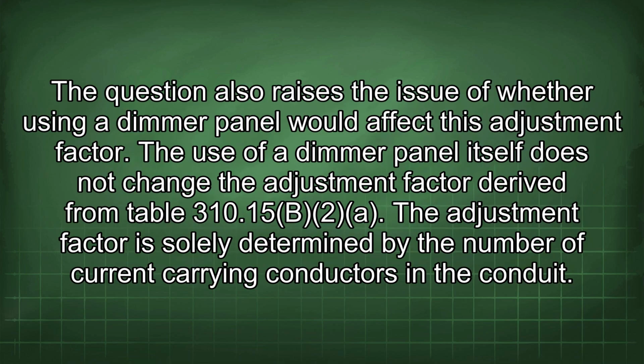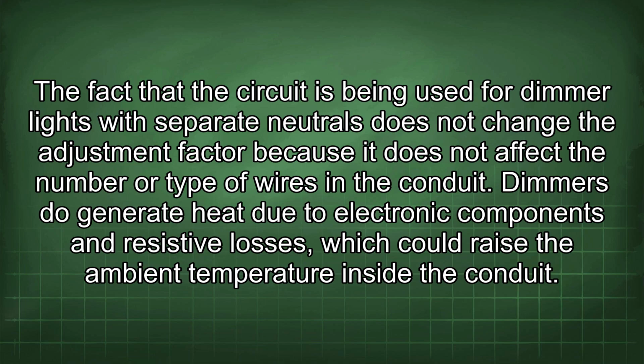The question also raises the issue of whether using a dimmer panel would affect this adjustment factor. The use of a dimmer panel itself does not change the adjustment factor derived from Table 310.15(B)(2). The adjustment factor is solely determined by the number of current carrying conductors in the conduit. The fact that the circuit is being used for dimmer lights with separate neutrals does not change the adjustment factor because it does not affect the number or type of wires in the conduit.